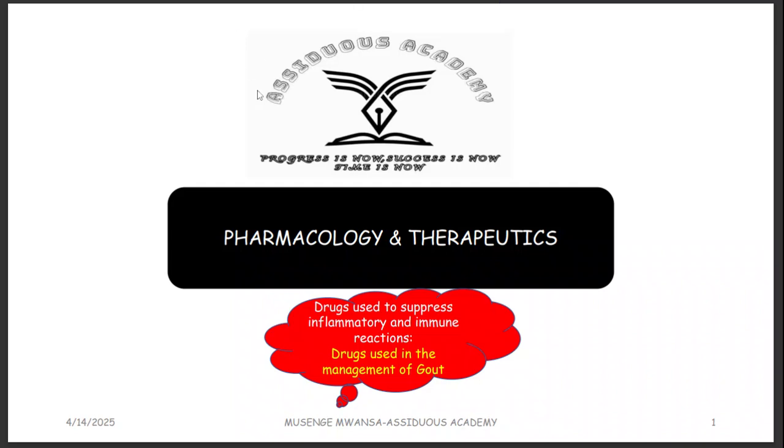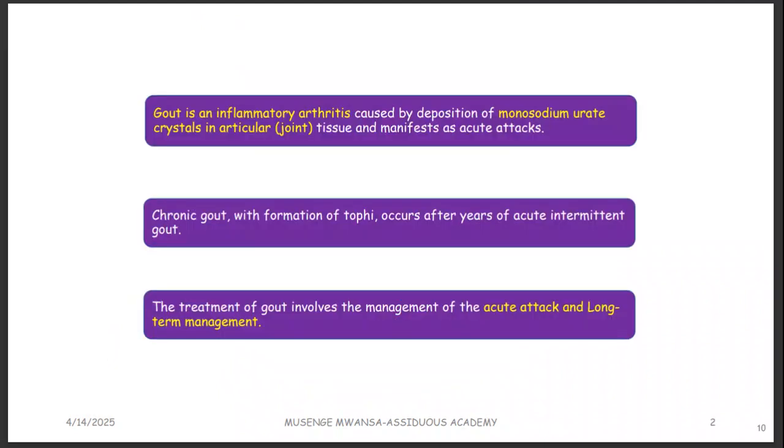We are still talking about the drugs used to suppress inflammatory and immune reactions. First, we discussed the NSAIDs. We are now talking about the drugs that are used in the management of gout. First, what is gout? Gout is an inflammatory arthritis.